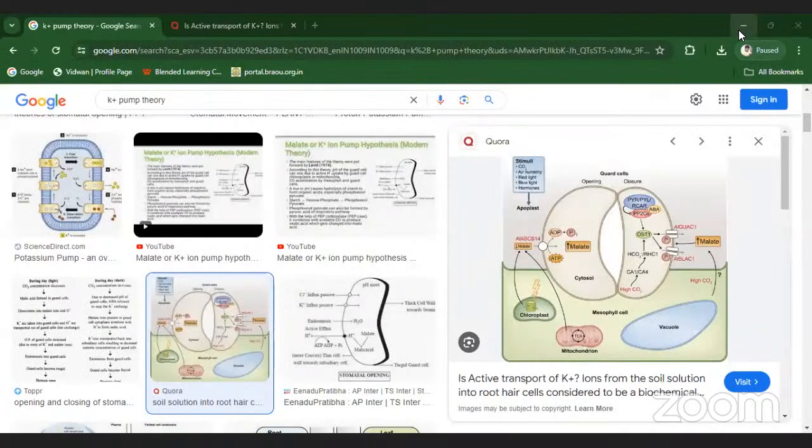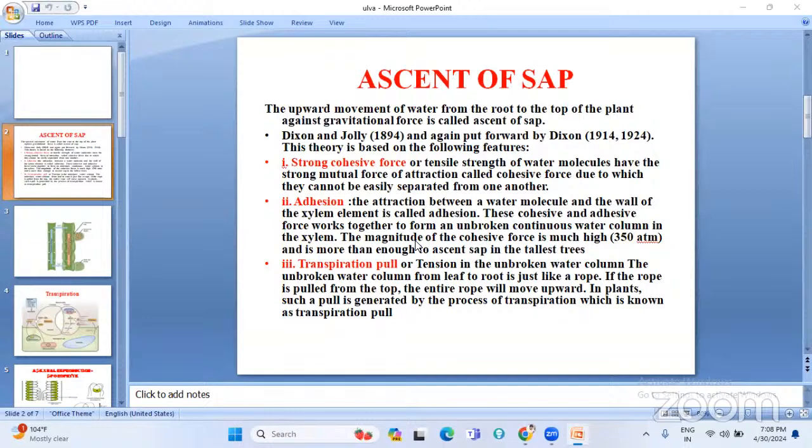Just wait. Let me share the PPT. Is the PPT visible or not? Visible, sir.